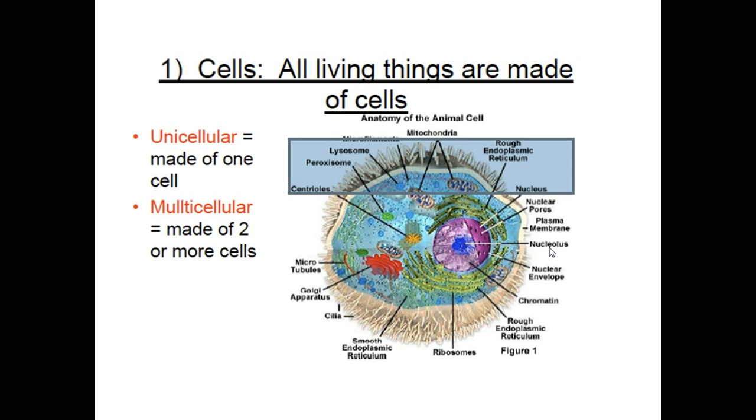The first characteristic is that all living things are made of cells. When in doubt about whether something is living or non-living, come back to this characteristic. Is it made of cells? In the picture, you see a typical animal cell with all of its parts labeled. If an organism is only made of one cell, it's called unicellular. That's this term here. And if it's made of more than one cell, it's called multicellular.